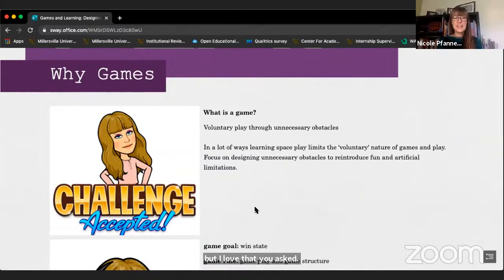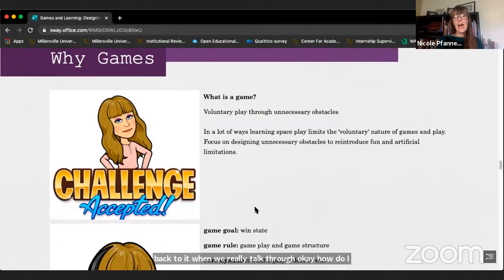Unnecessary obstacles are really interesting ways to help us as designers refocus on habits of mind as the goal of game design instead of content knowledge and content knowing. So I'm going to use this. Congratulations on the bingo. I'm going to use this idea over and over as we come back to it when we really talk through, okay, how do I use a series of questions to help my particular design in this?